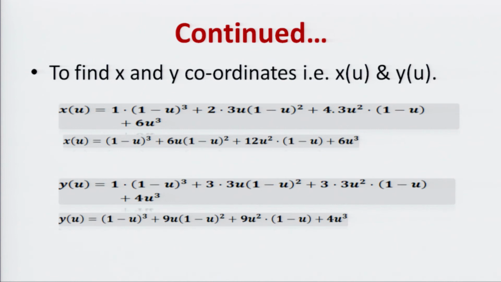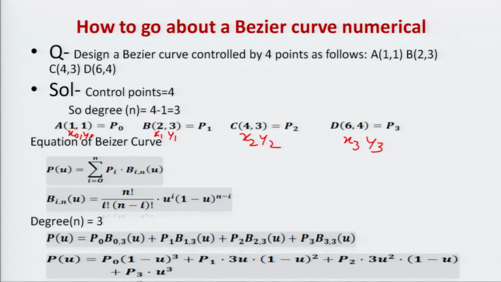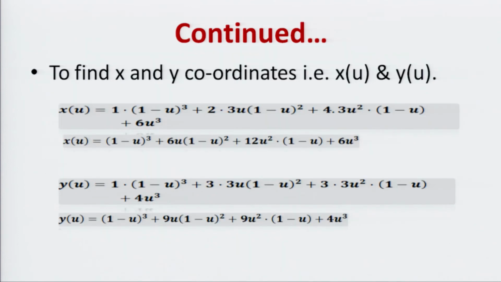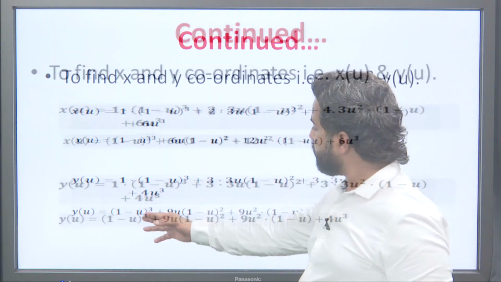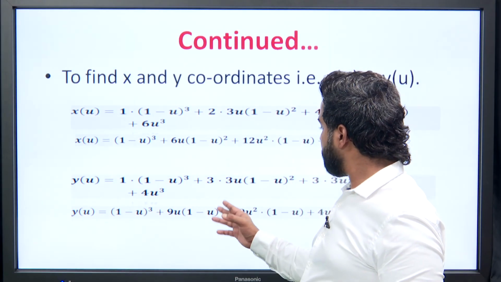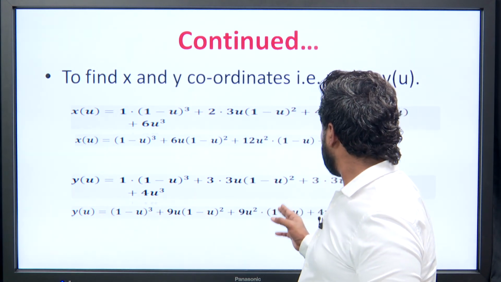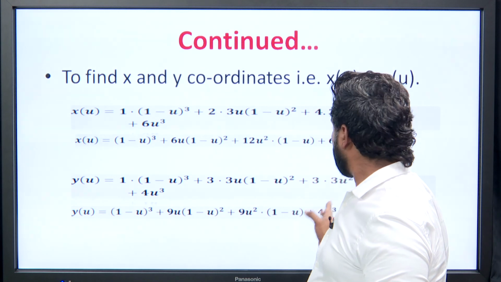Like this we will be putting y naught, y1, y2 and y3 in the y coordinate equation. Y naught is 1, y1 is 3, y2 is 3 and y3 is 4: 1, 3, 3, 4. This is x naught, this is x1, this is x2, this is x3. After solving this, we get this equation: 1 minus u whole cube, 9u into 1 minus u whole square, then 9u square into 1 minus u, then 4u cube.